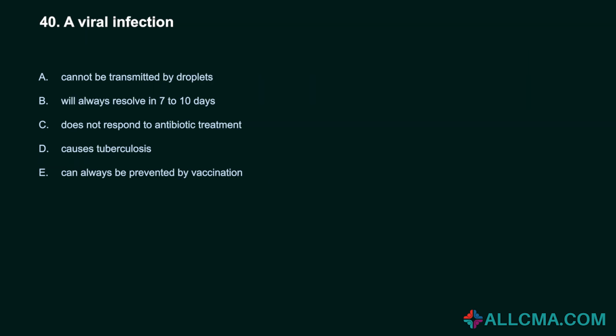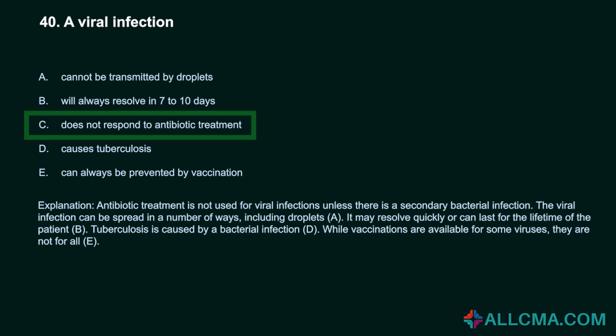40. A viral infection. A. Cannot be transmitted by droplets. B. Will always resolve in 7 to 10 days. C. Does not respond to antibiotic treatment. D. Causes tuberculosis. E. Can always be prevented by vaccination. Correct answer: C. Does not respond to antibiotic treatment. Antibiotic treatment is not used for viral infections unless there is a secondary bacterial infection. The viral infection can be spread in a number of ways, including droplets.